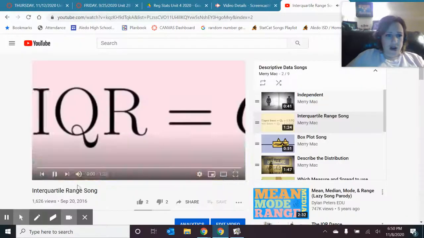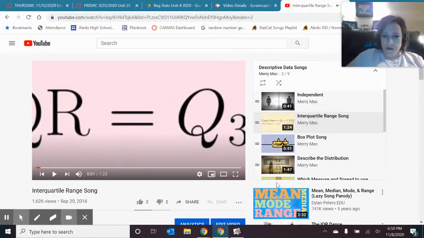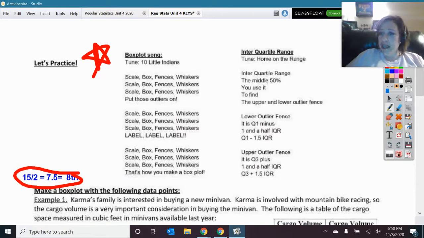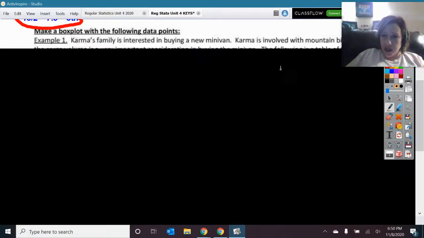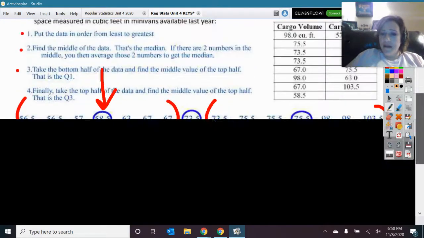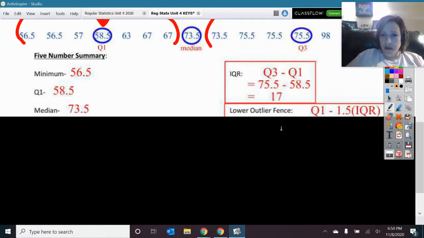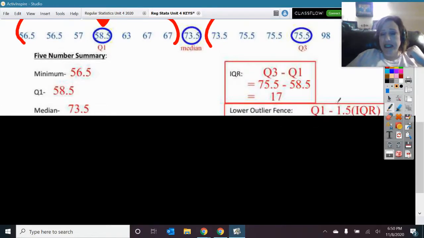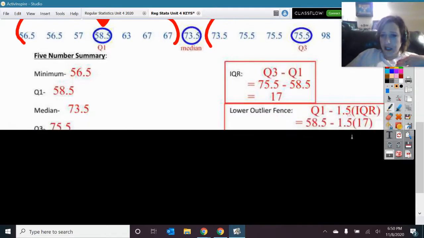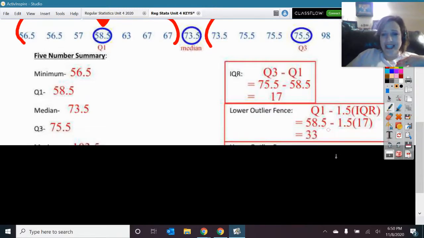Let's go back to doing our computing. We got our Q3 minus Q1, that interquartile range, the middle 50%, and we're going to use that to compute our fences. So that's 17 for the IQR. Now here's our lower outlier fence: Q1 minus 1.5 IQRs. Plug in the numbers: 58.5 minus 1.5 times 17. So that lower fence is at 33.